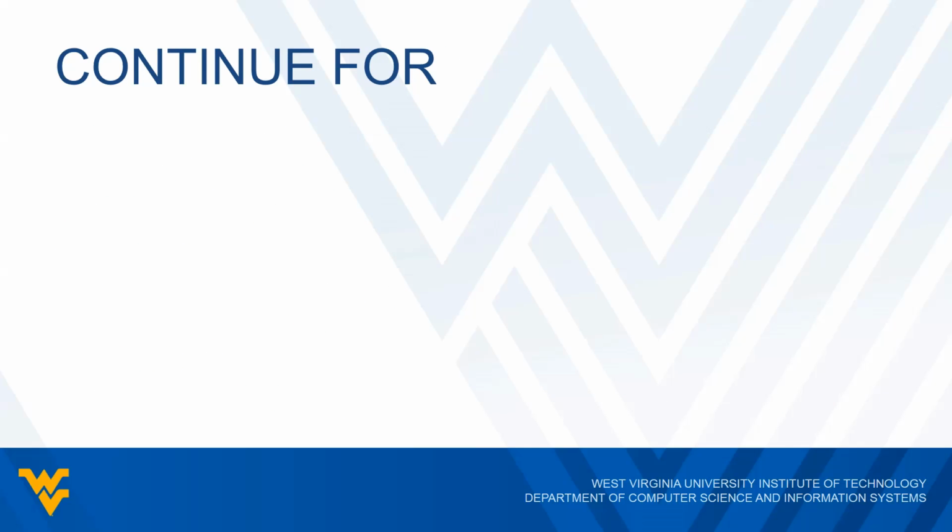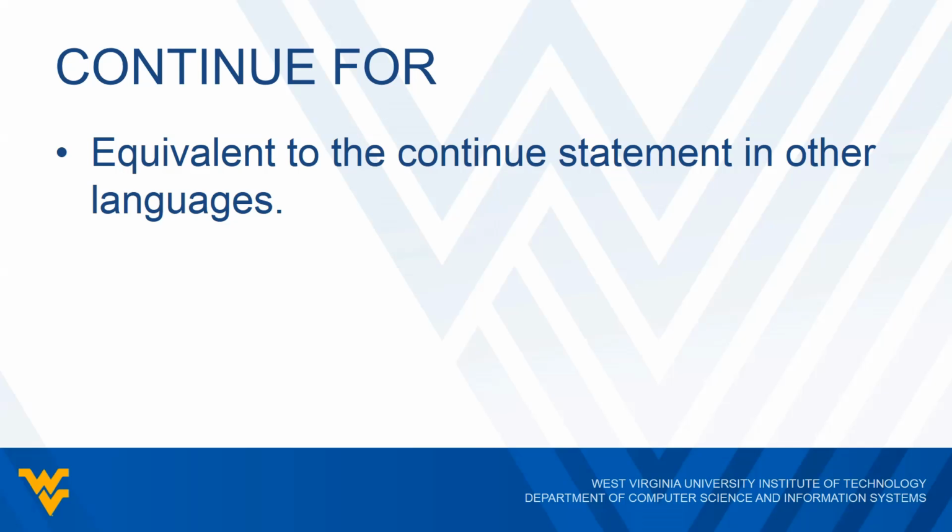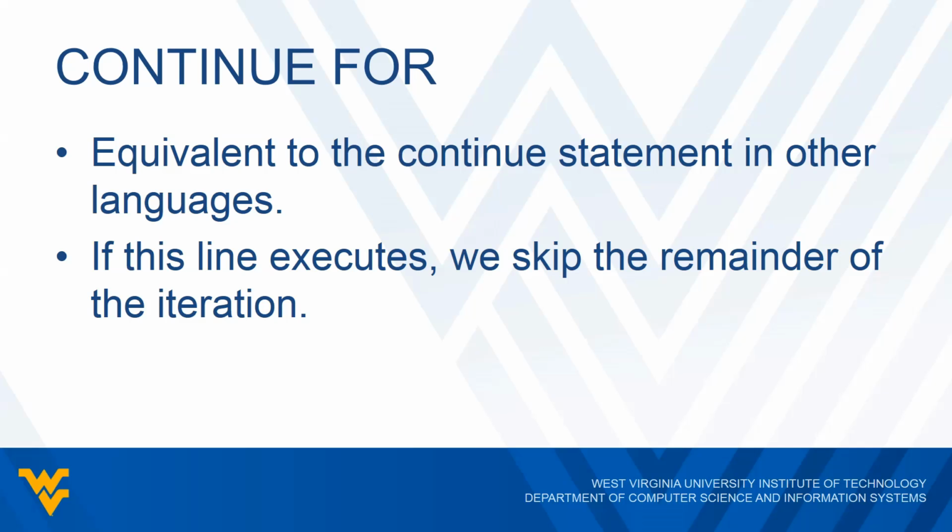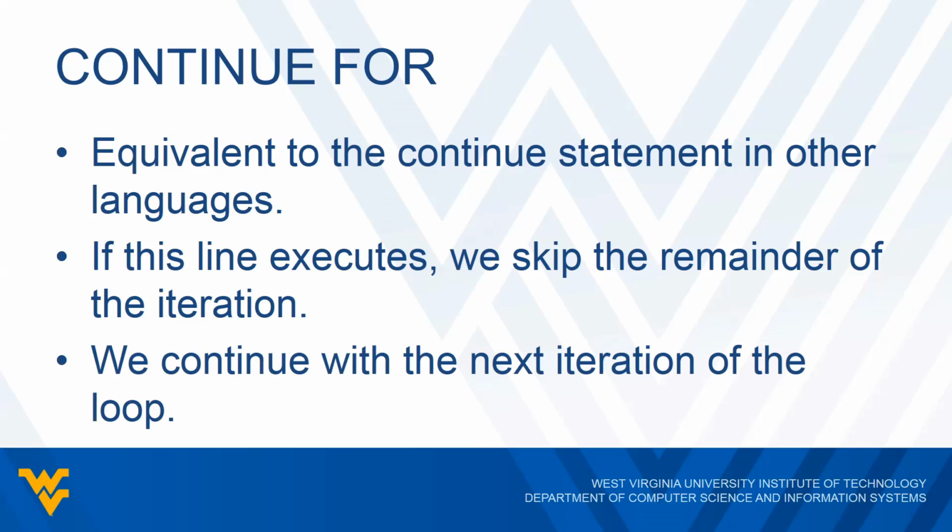We'll next take a look at the continue for statement. It's pretty straightforward, and I think we've even mentioned this in other types of structures, but this is equivalent to the continue statement in other languages, where if we execute this particular line, we're going to skip the remainder of the iteration. So since we're using continue for, what this means is we'll end the current iteration of the for loop, and then we'll just move on to the next iteration of the loop.